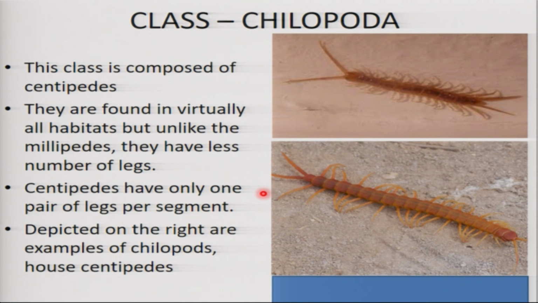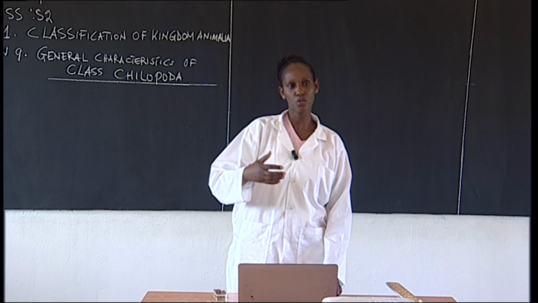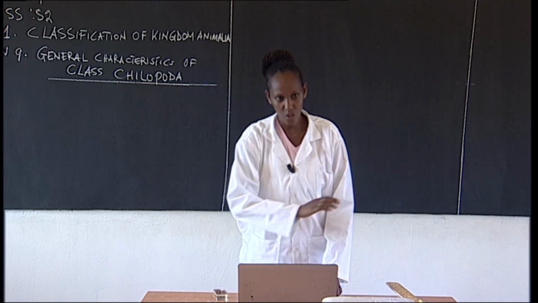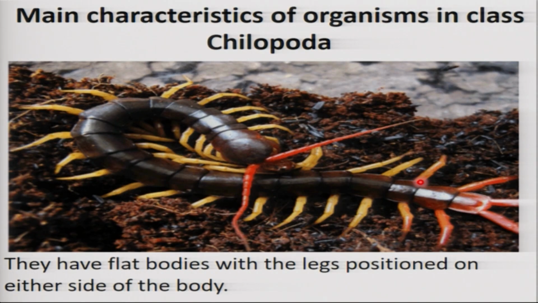So as I said, those are examples of what? Chilopoda, all right? So basing on the outside features, the characteristics we see, we are going to look at those characteristics one by one that make an animal lie in class Chilopoda, all right? Good. So what are the main characteristics of organisms in class Chilopoda? Look at the picture there on the screen. This beautiful colored animal there is a member of class Chilopoda, or centipede.